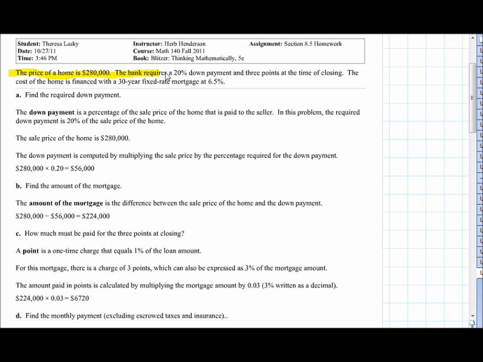Here's our problem. And there's enough information here that is very typical of a real life example. The price of a home is $280,000. The bank requires 20% down, typical conventional loan, and 3 points at the time of closing, typical. The cost of the home is financed with a 30-year fixed rate mortgage at 6.5%.